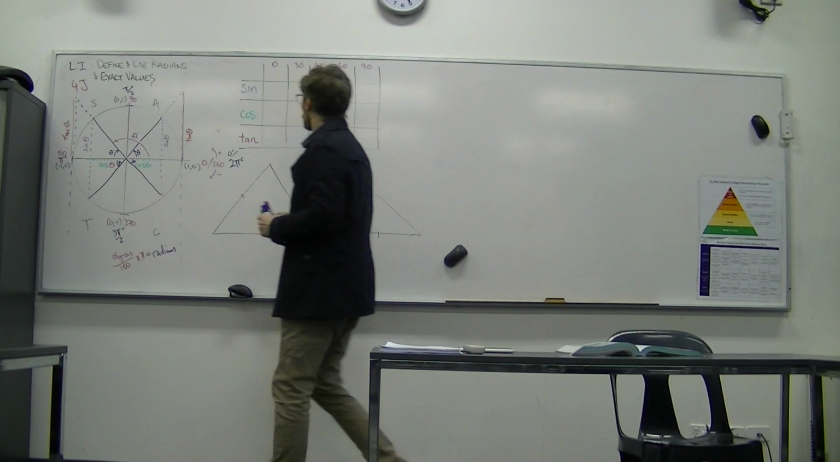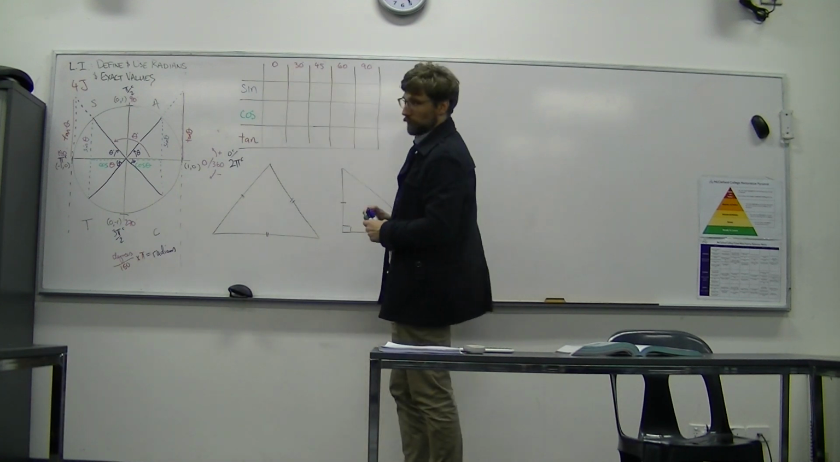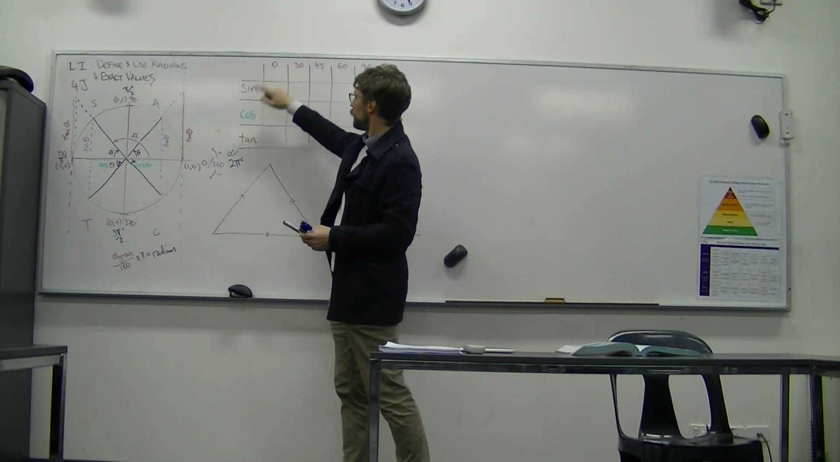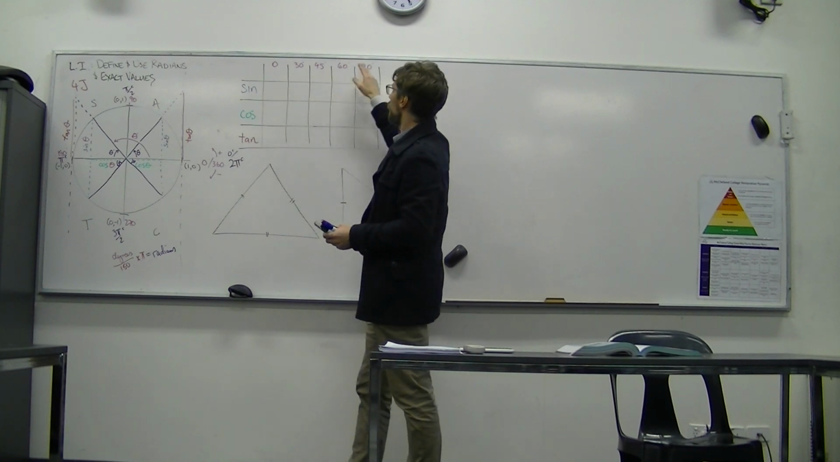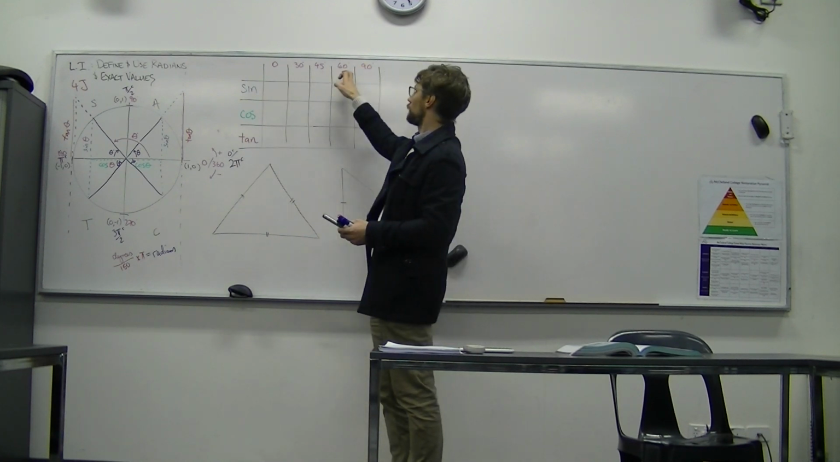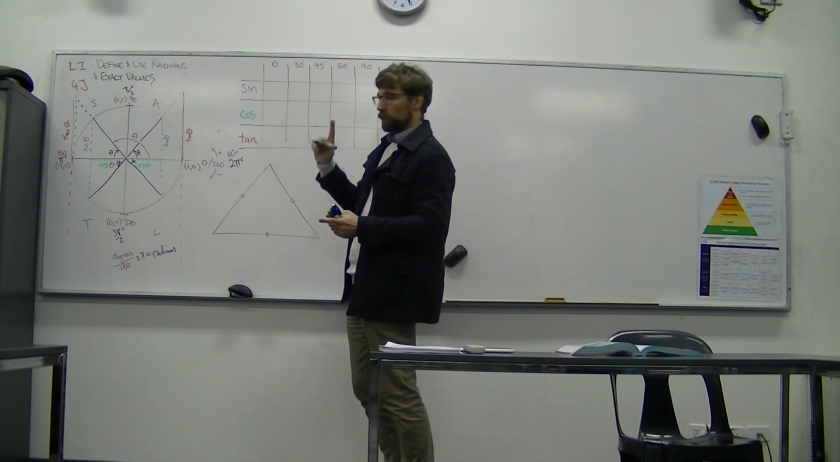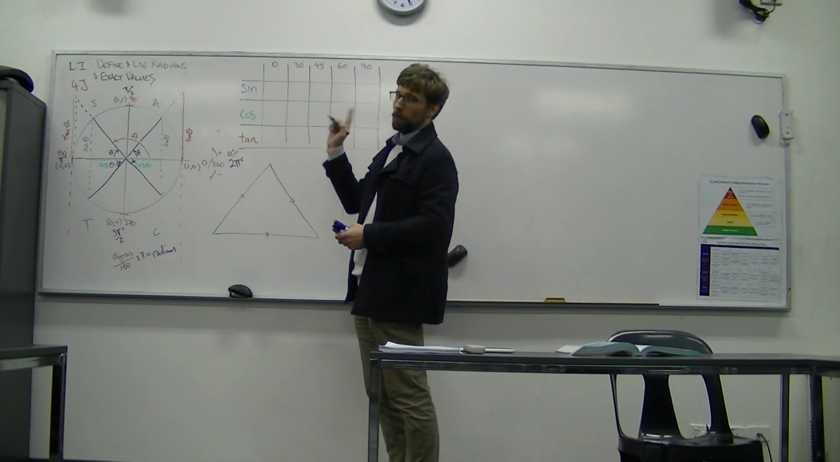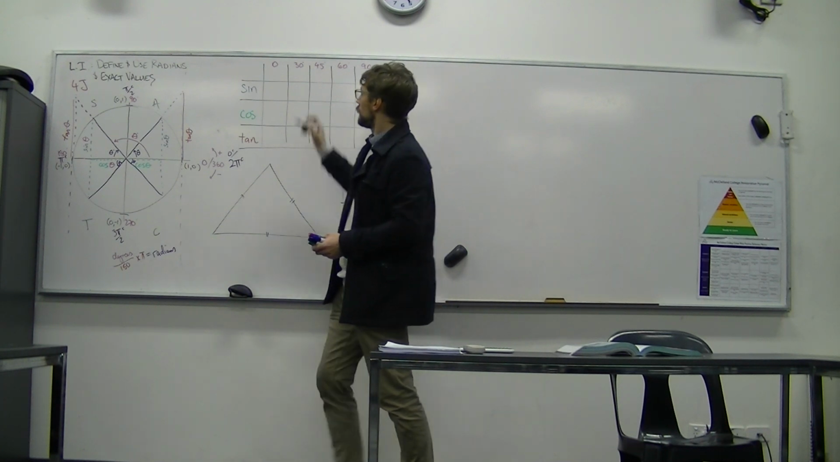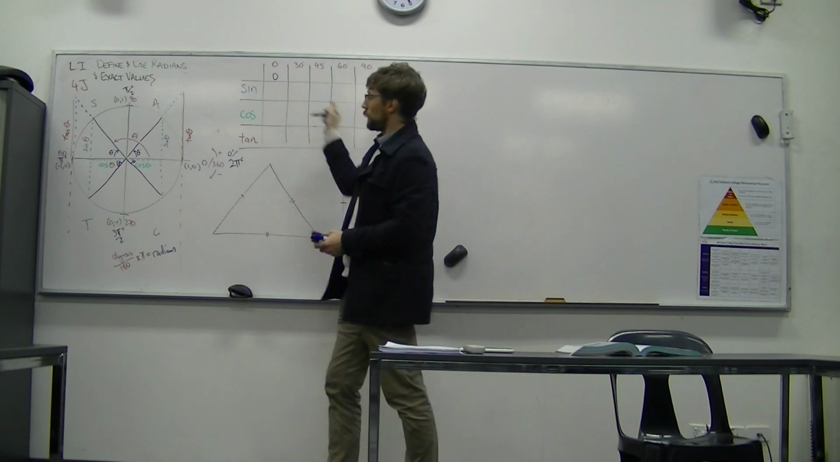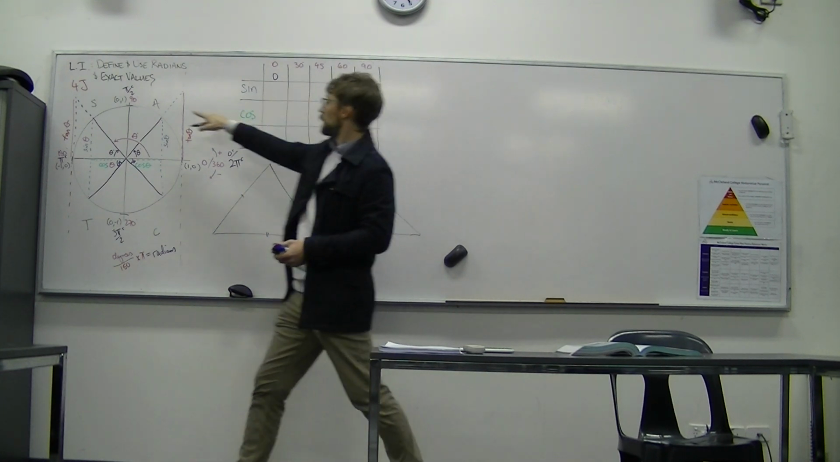Okay, so I want to fill in this table. I want to know what sine of 0 degrees is, sine of 30 degrees, sine of 45, sine of 60, sine of 90. Great, well, first thing I want to do though is actually not be a child and turn this into radians. So 0 is still 0. If we go over to this, 90 is pi on 2.